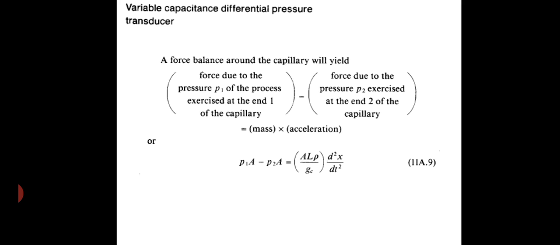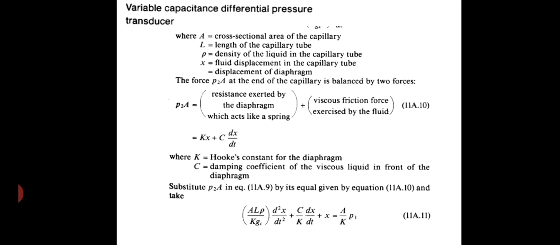The force P2A at the end of the capillary is balanced by two terms, right? The first is due to the spring Kx, and the second is due to the damping force, or you can say the frictional force, given as C dx by dt. So P2A is equal to Kx plus C dx by dt, where K is Hooke's constant and C is the damping coefficient. We put this into the initial equation, and then we take the Laplace transform and convert it into the transfer function.